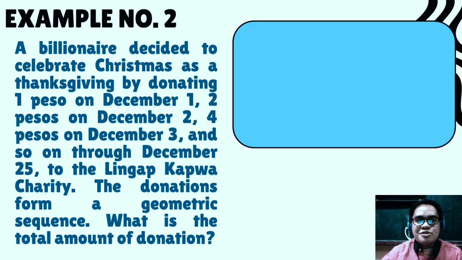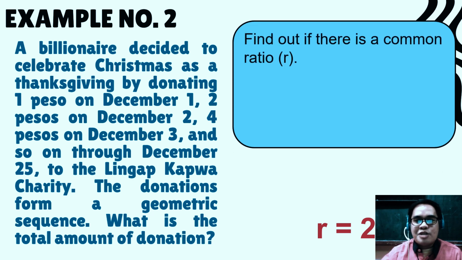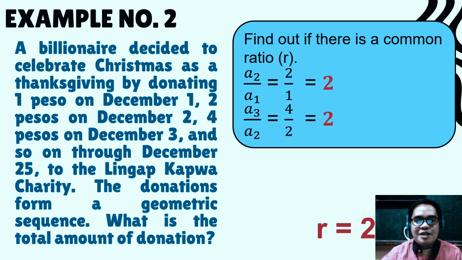In order for us to answer this question, we need to find the common ratio because, again, these donations form a geometric sequence and it is equal to 2. How did we get the common ratio? Okay, to find out the common ratio, a sub 2 over a sub 1 is equal to 2 over 1, and it is equal to 2. And then we have a sub 3 divided by a sub 2 is equal to 4 over 2, then it is equal to 2. That is why their common ratio is equal to 2.